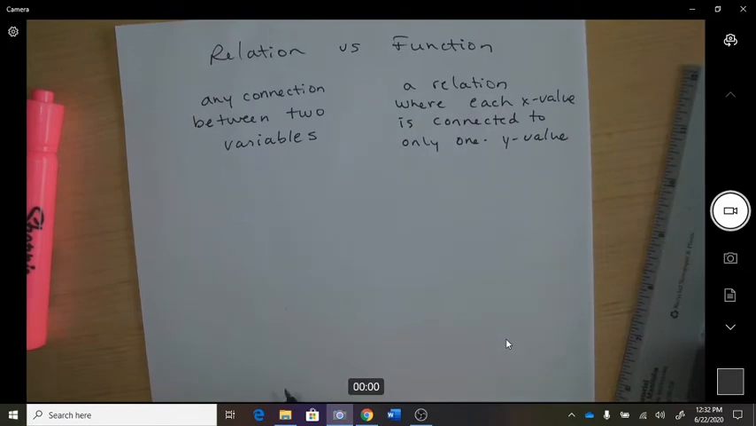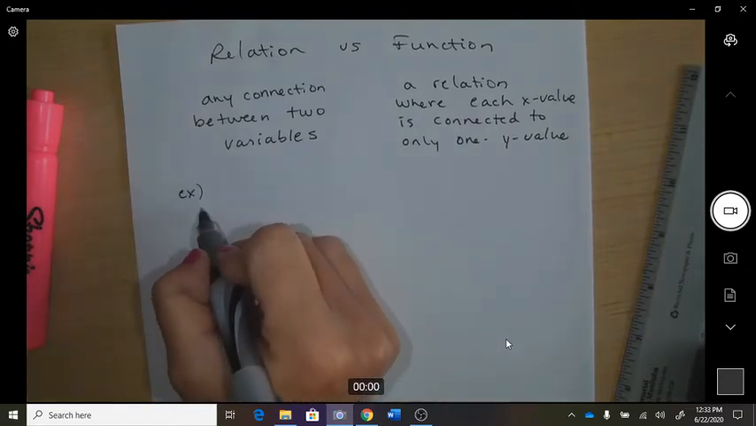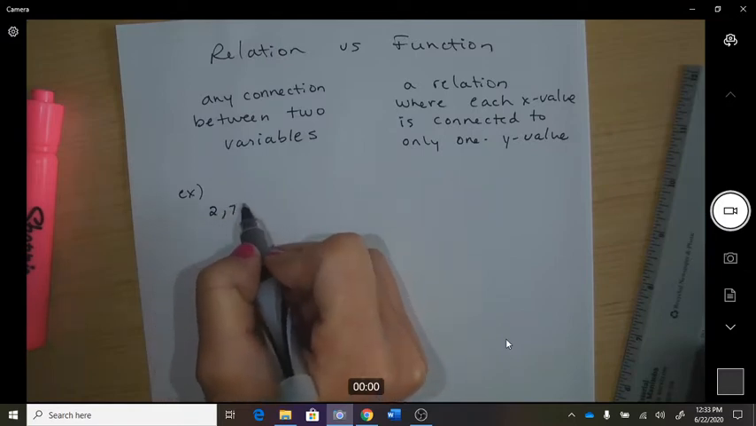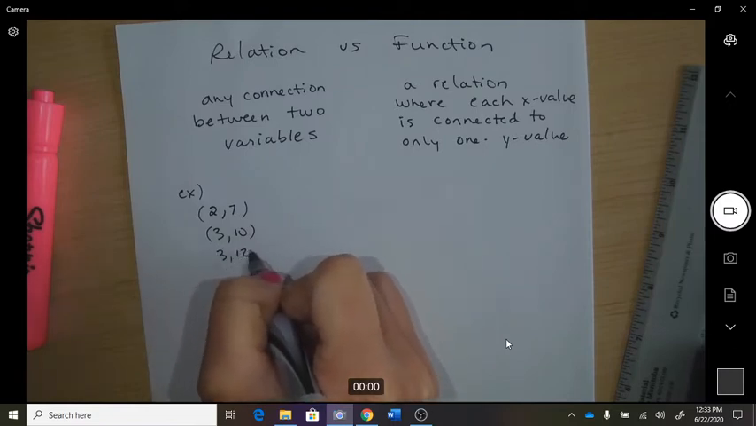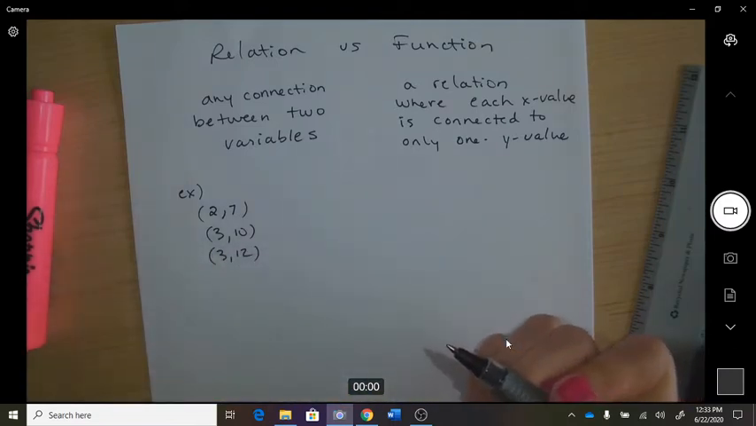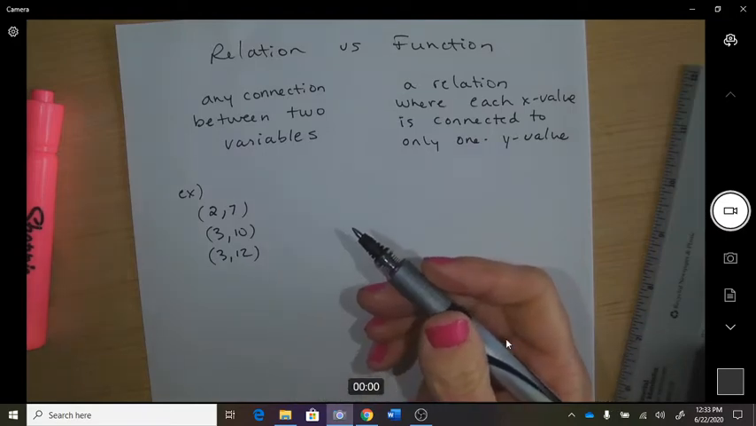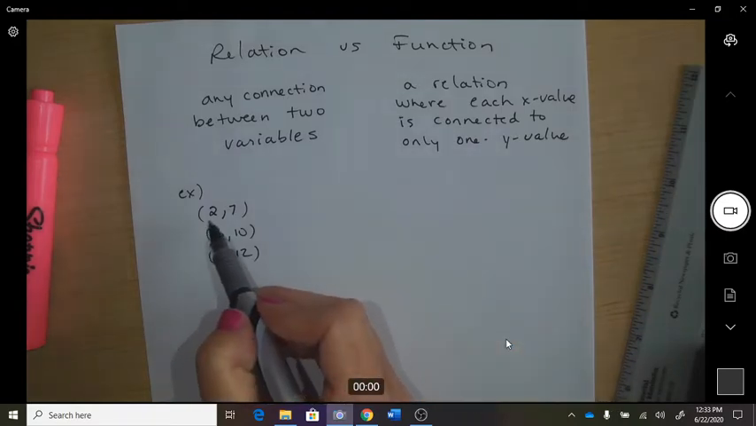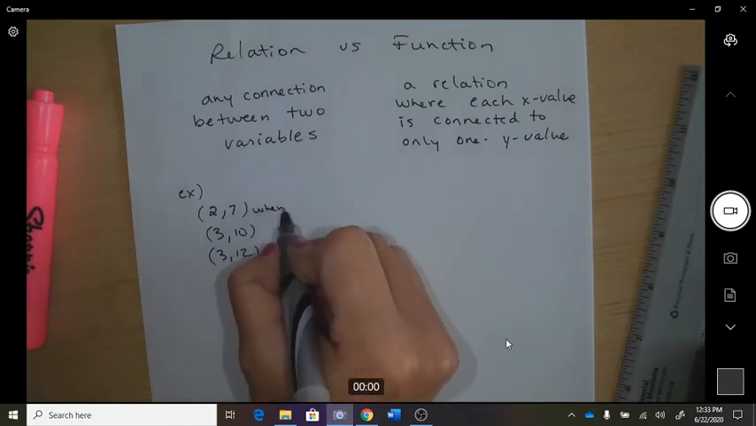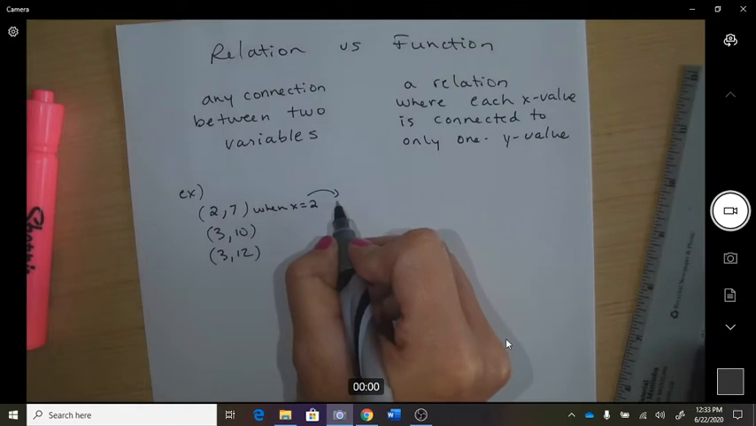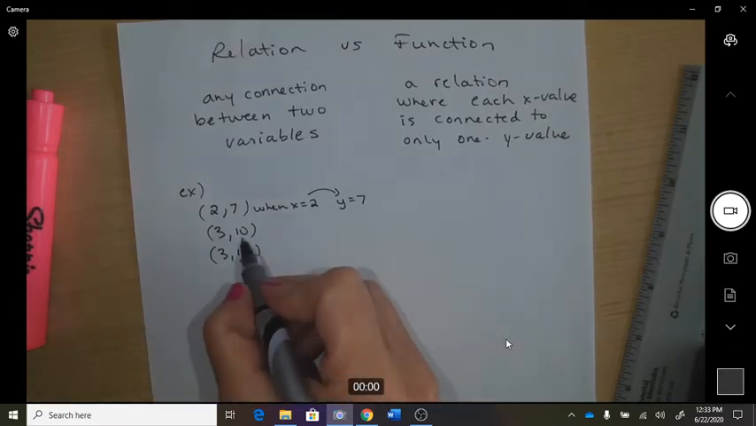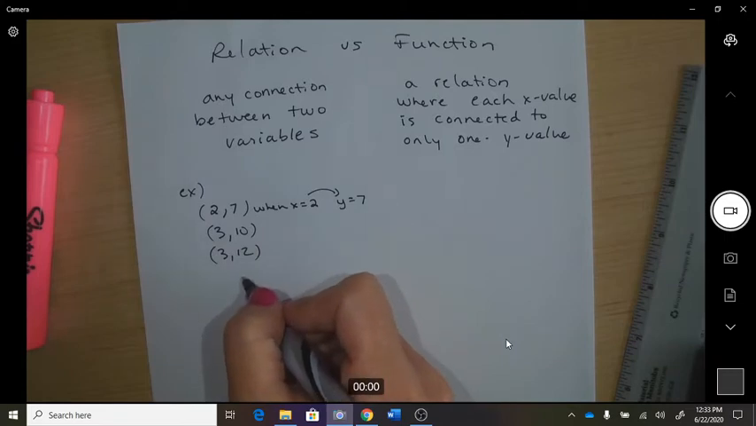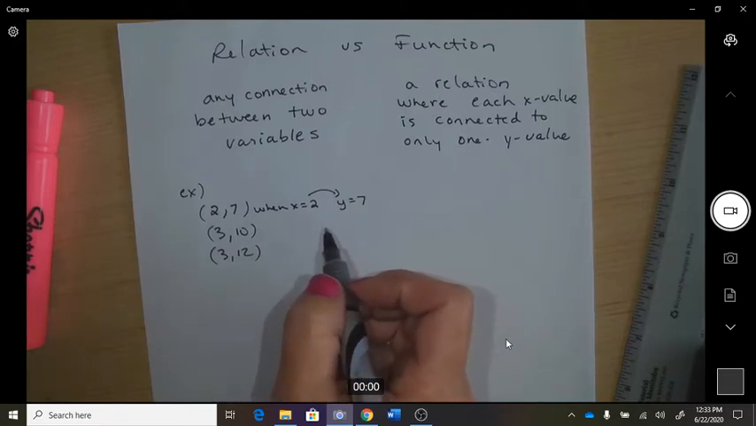So, some examples. (2, 7), (3, 10), and (3, 12). Okay, that is a relation. So when x is 2, y is 7. That's what this is saying to me. Okay, when x is 3, y is 10. When x is 3, y is 12. So we can't really predict a pattern.